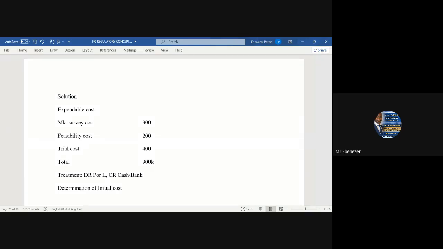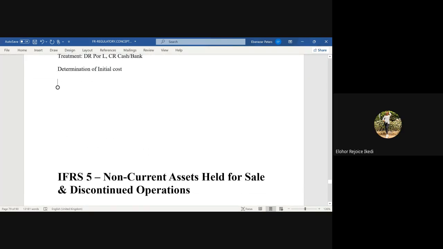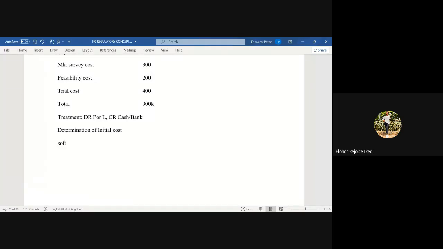I'm sure we do. What are the costs, please? Let's go. Final software coding. How much, please? Yes, 1.5 million. Okay, what's the other one? Salaries of developers. How much? 700.